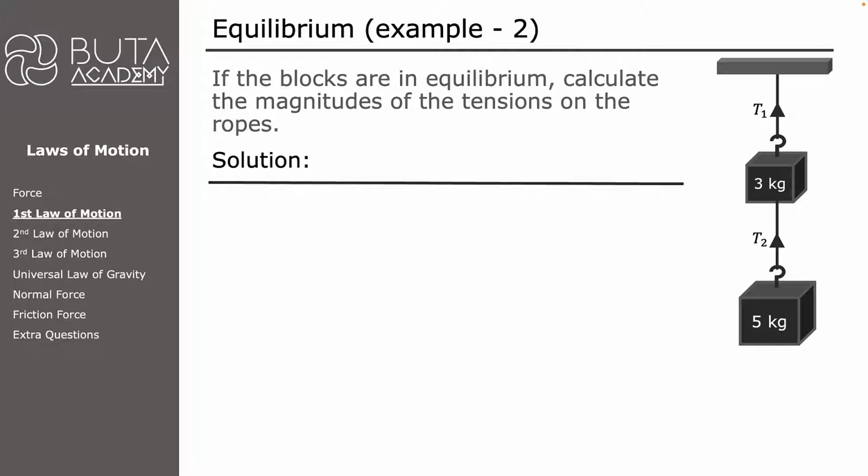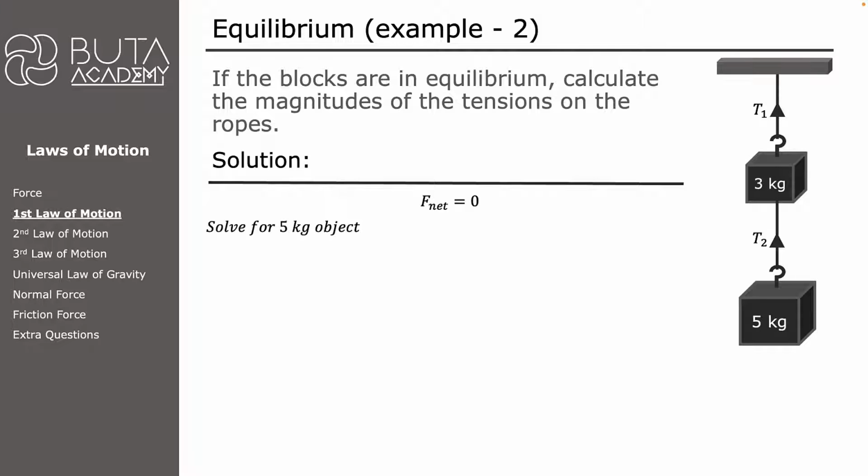These objects are in equilibrium, so net force on both of these boxes is equal to 0. Now, we have to draw a free body diagram or force diagram and then write down an equation for each object separately.